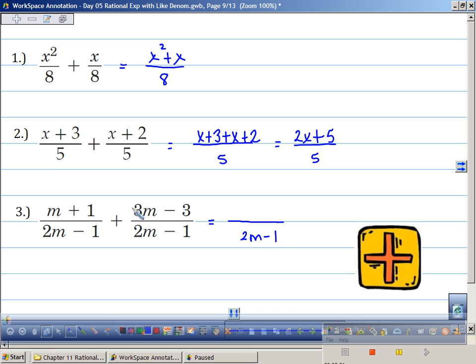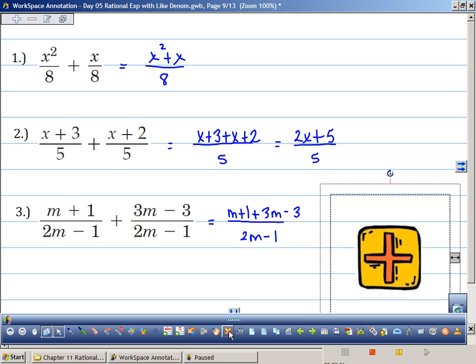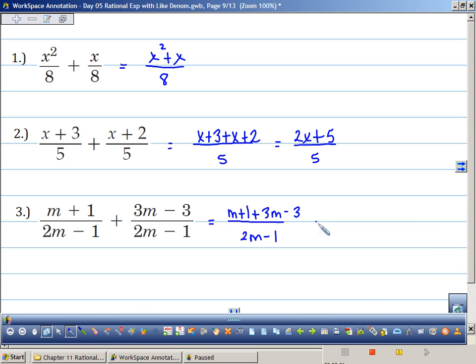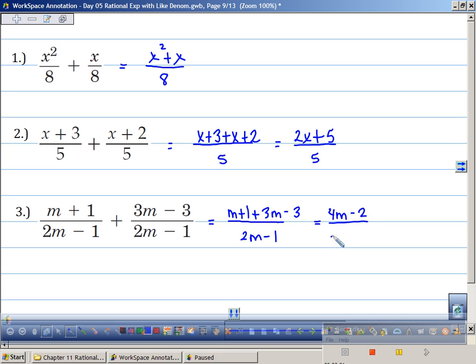This also has a common denominator of 2m minus 1. Once I have a common denominator, I can add the numerator. m plus 1 plus 3m minus 3. Let's combine like terms. How many m's do I have? 4m minus 2 all over 2m minus 1. Are we done? No. I can't divide yet. No, can't cross off the 2's.